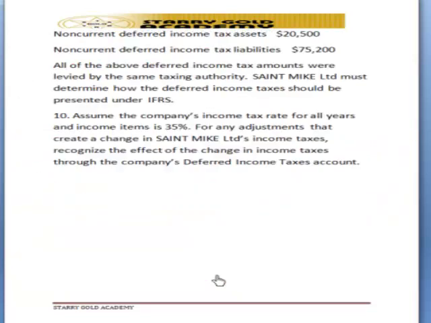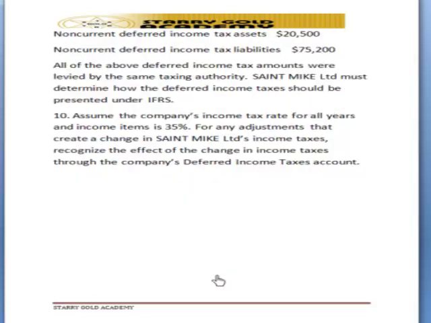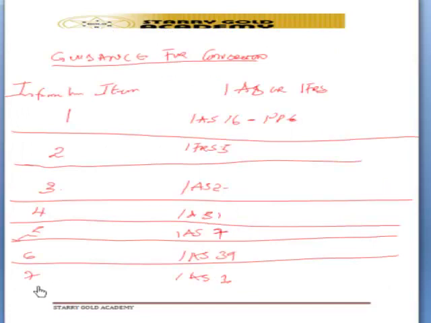So item 8. St. Mike Limited has gathered the following information related to the market value of its inventory at December 31st, 2011. Replacement cost, net realizable value reduced by normal profit of 174.30. And number 8 is still what? Inventory. Number 8 is inventory, which is IAS number 2. IAS number 2 will be dealing with that.